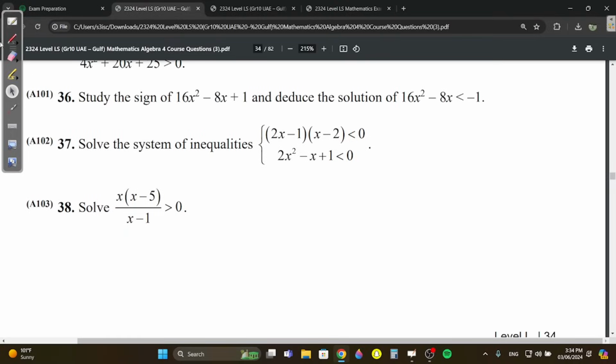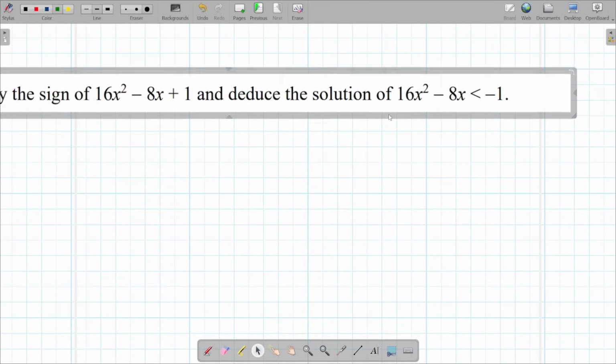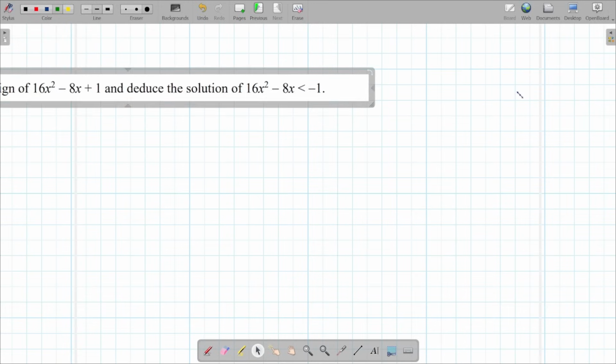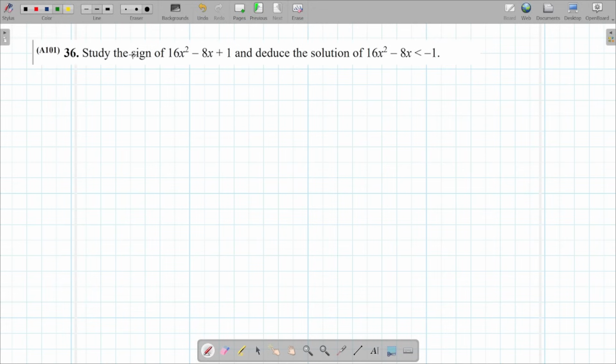Okay, let's start 36. Study the sign of 16x squared minus 8x plus 1. Basically, study the sign, meaning know when it's positive and when it's negative. And how do we do that, guys? We draw our table, right? And how do we draw our table? First, we need to find the roots.